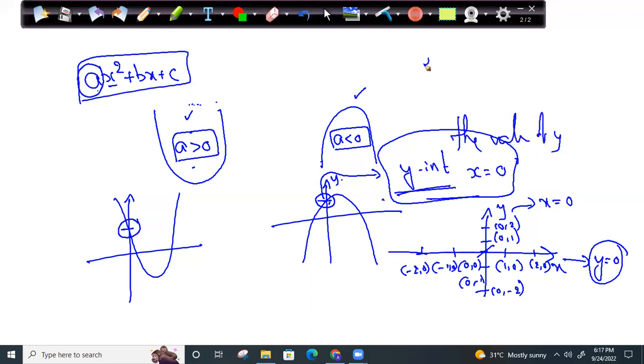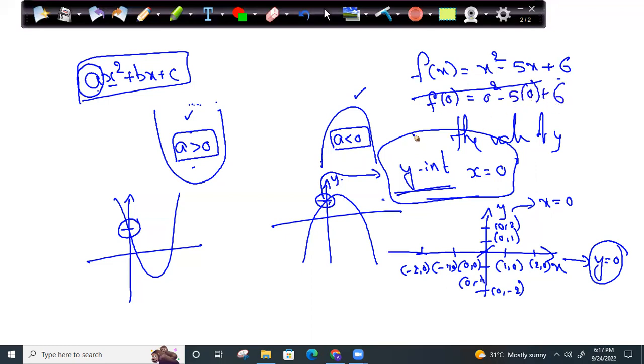For example, if my function is x square minus 5x plus 6, and I need to find the y-intercept, I just plug in x equal to 0. So 0 square minus 5 into 0 plus 6, that is 0 minus 0 plus 6, which is 6. So the y-intercept is 6, that is the point (0, 6).